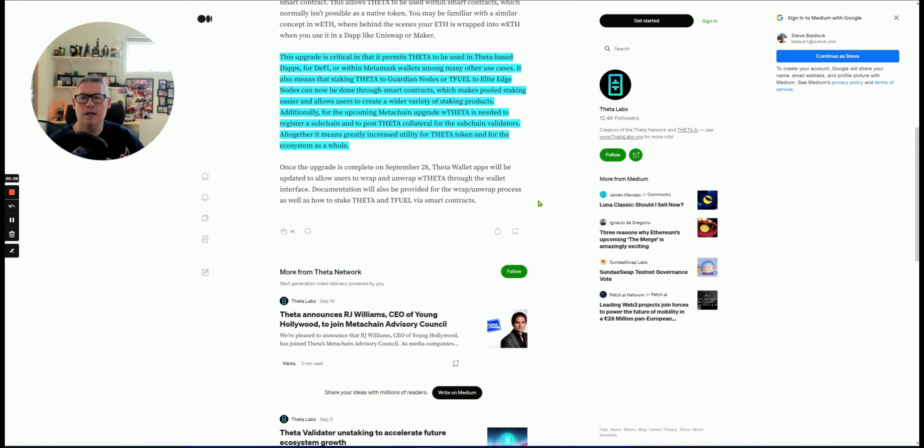This update is critical in that it permits Theta to be used in Theta-based dApps, so decentralized apps, for DeFi or within the MetaMask wallets, among many other use cases. It also means that staking Theta to Guardian nodes or TFUEL to Elite Edge nodes can now be done through smart contracts, which makes pooled staking easier and allows users to create a wider variety of staking products. Additionally, for the upcoming MetaChain upgrade, Wrapped Theta is needed to register a subchain and to post Theta collateral for the subchain validators. Altogether, it means greatly increased utility for the Theta token and for the ecosystem as a whole.